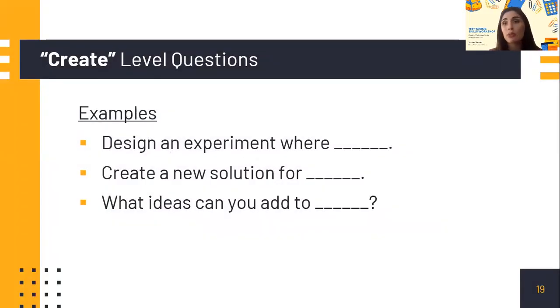And here are some examples. You might be asked to design an experiment or create a new solution for something. You might be asked what ideas you can add to a certain concept. It asks for you to create something brand new based on the information that you have been given in class.